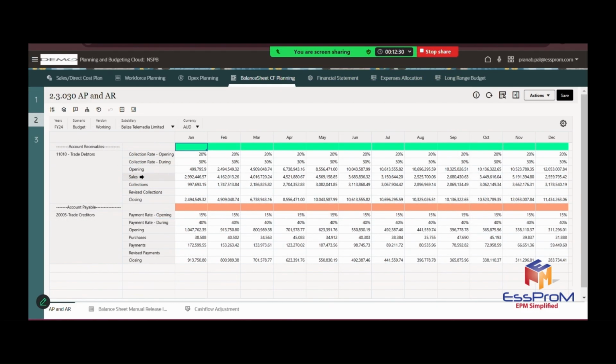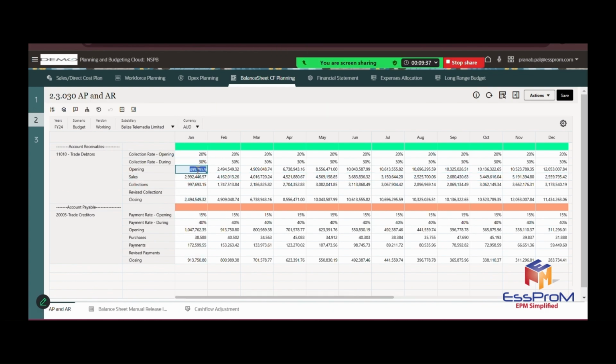If we backtrack to the financial statement, under total department and total location, all the summation of these accounts from the P&L statements flow into the trade debtors. The sales column is my current month's sales. Now the amount of money you collect from that month's sale is the collection rate during, which over here is 30%. Therefore 20% of opening balance and 30% of sales will be the collections for the current month. Closing balance is opening balance plus sales minus collections for that month. Similarly, this closing balance of the month of January is the opening balance for the next month, and the same calculation happens till December for account receivables.